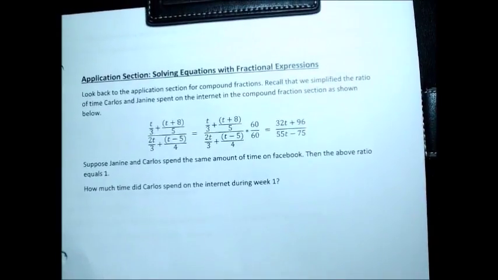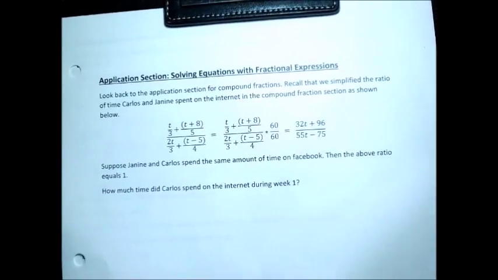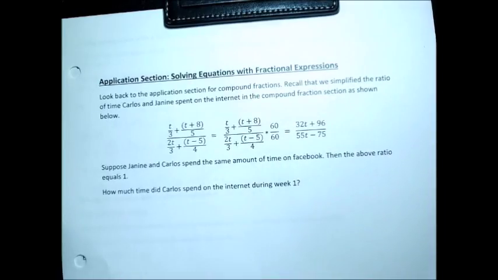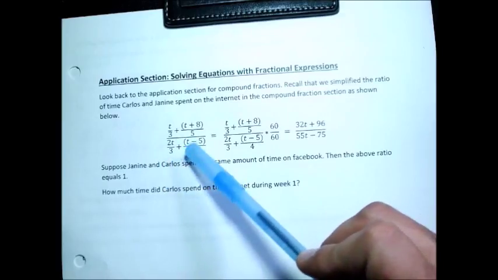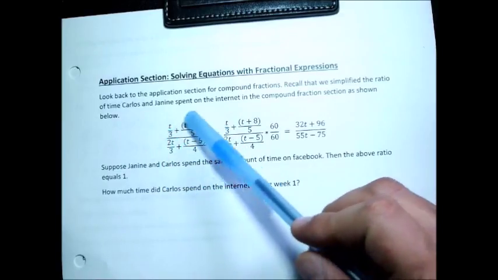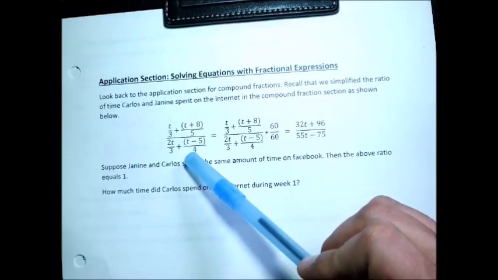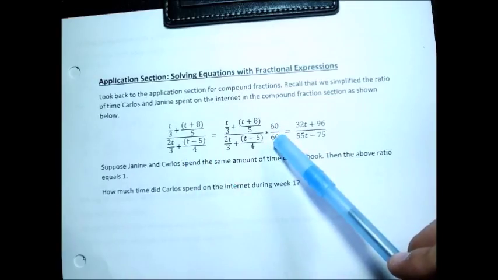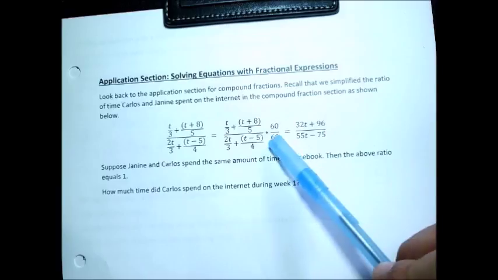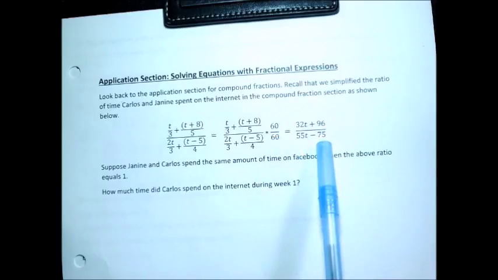And if you remember last class, we had that situation where you had two people who were using the internet, and then within that they use Facebook for some percentage of that time. Remember that problem from last time? And so last time we had this expression that was the ratio of their two Facebook uses, and we multiplied it by 60 over 60, and that simplified it down into a not compound fraction anymore.